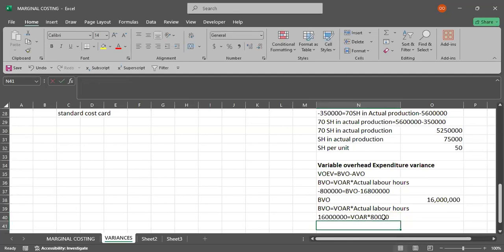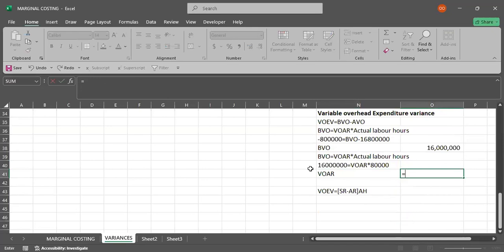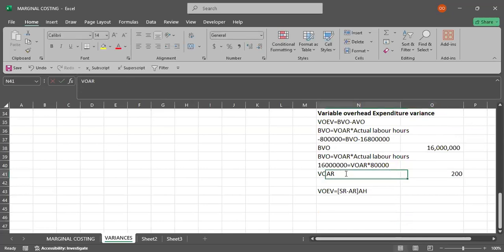So if that is done, we should be able to get variable overhead absorption rate. Of course, you can see we need to get this unknown, so divide both sides by 80,000. 16 million divided by 80,000 will give us 200 shillings. So this variable overhead absorption rate is the same as the standard rate for the variable overhead.